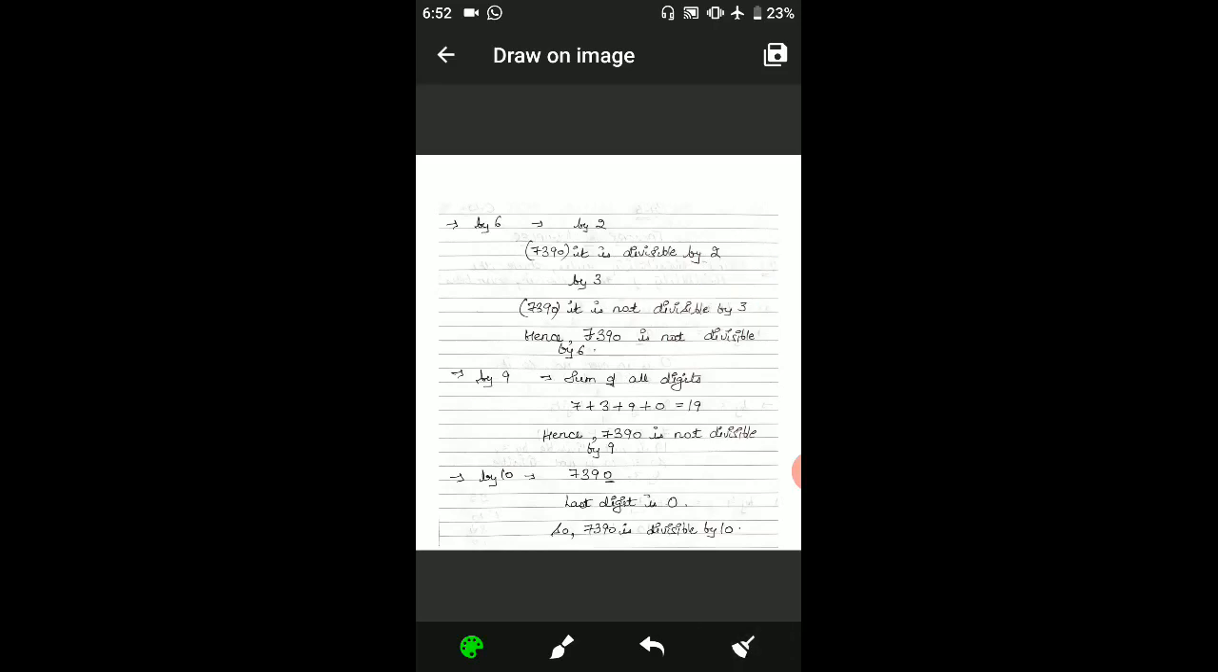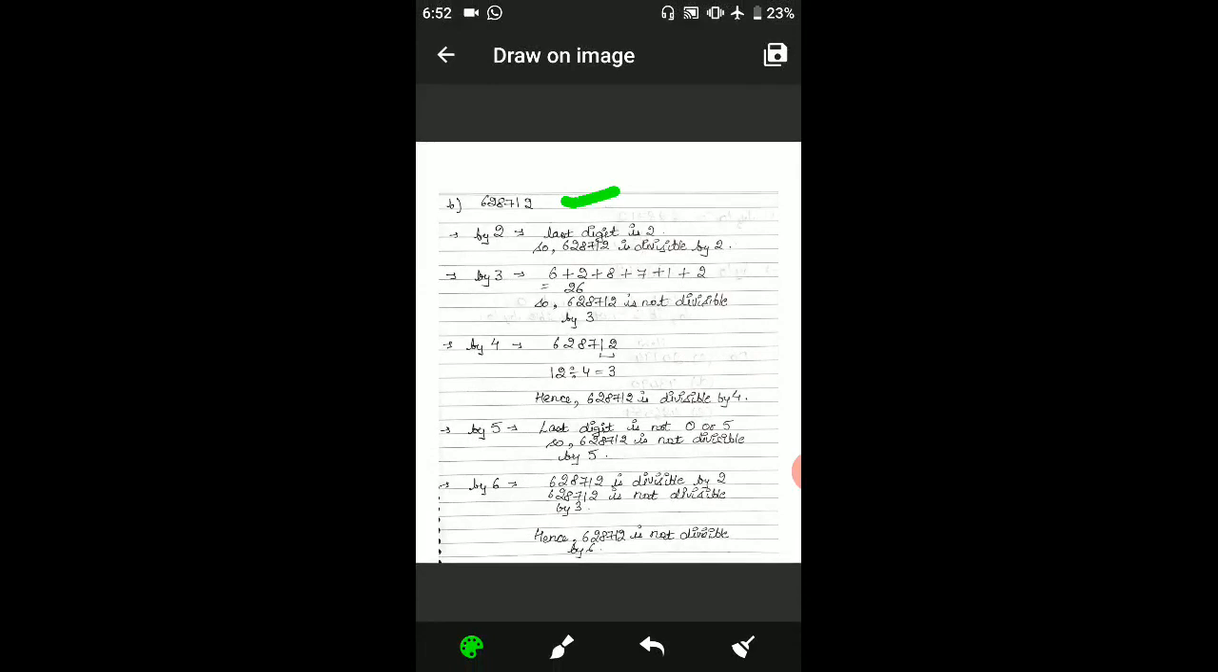Clear? Now by 9, what do you have to do? Sum of all the digits. You have to add all the digits of the number, 7 plus 3 plus 9 plus 0. When you add it, you get 19. 19 does not come in the 9 table, so you write 7390 is not divisible by 9. Clear? Now by 10, you have to see the last number. The last number is 0, so you can say that this number is divisible by 10.